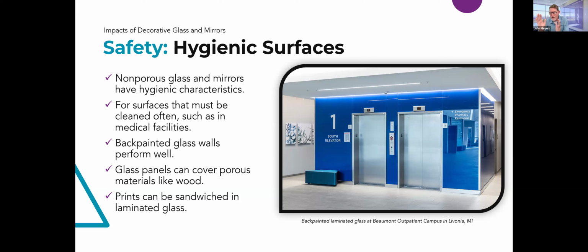Imagine a glass panel covering a wood veneer. While a wood veneer on the wall is porous and difficult to clean, the protective glass panel solves that problem. Another option would be to print wood or other pattern that is laminated between the glass to give the appearance of porous material without actually using that material. In other words, laminated glass unlocks a world of custom designs and hygienic surfaces. I'm going to show you some of these examples later on in the presentation, the wood, for example.